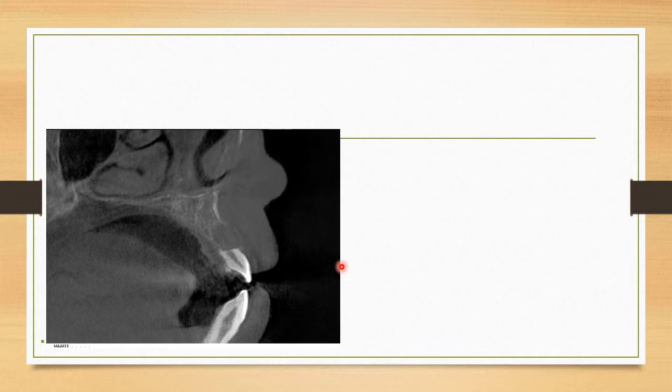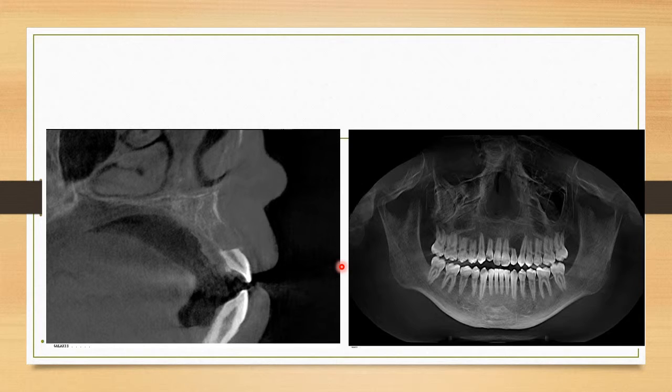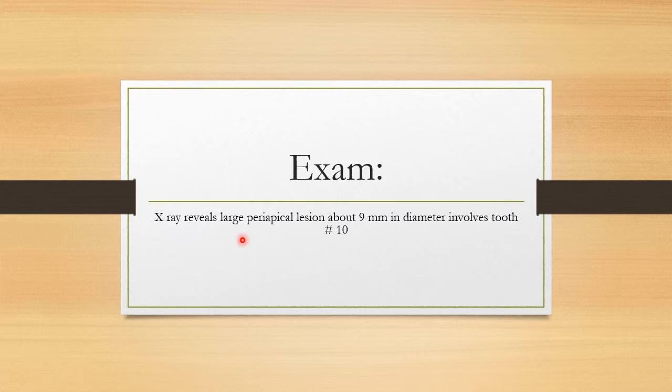We took a CT scan, and we can see in the panoramic over here that the tooth had resorption. Over here you can see that large periapical lesion which involved the buccal plate. We did an exam for the patient which reveals a large periapical lesion about 9 mm in diameter, involving tooth number 10.